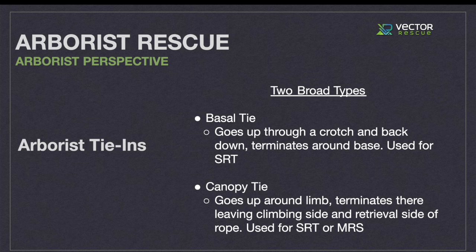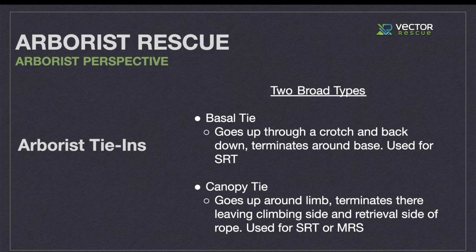So basically a rope gets pulled up with your messenger line through a crotch or a union, back down to the base of the tree, and typically is terminated around the base of the tree. This is used for SRT climbing. So you have an anchor side that's tied around the base of the tree, and then you have a climbing side, which the arborist will climb up to the redirect point.